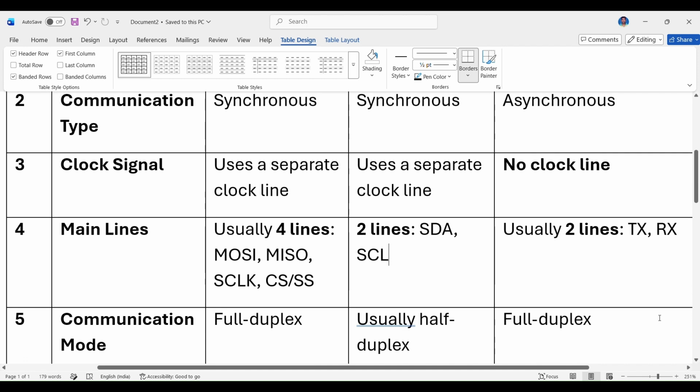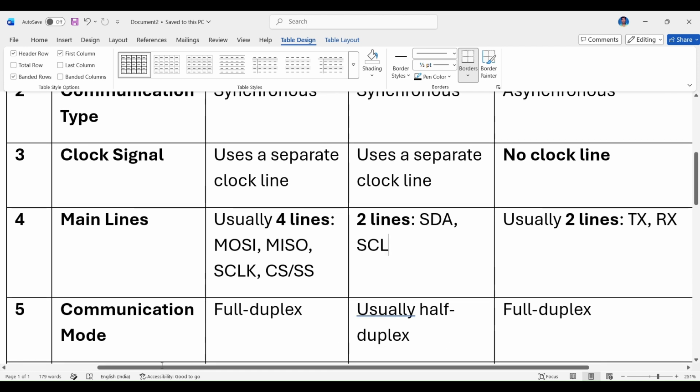Coming to the communication mode, in SPI the communication mode is full duplex. That means the communication can happen in both directions at a time, for example from the microcontroller to the slave and from the slave to the microcontroller.